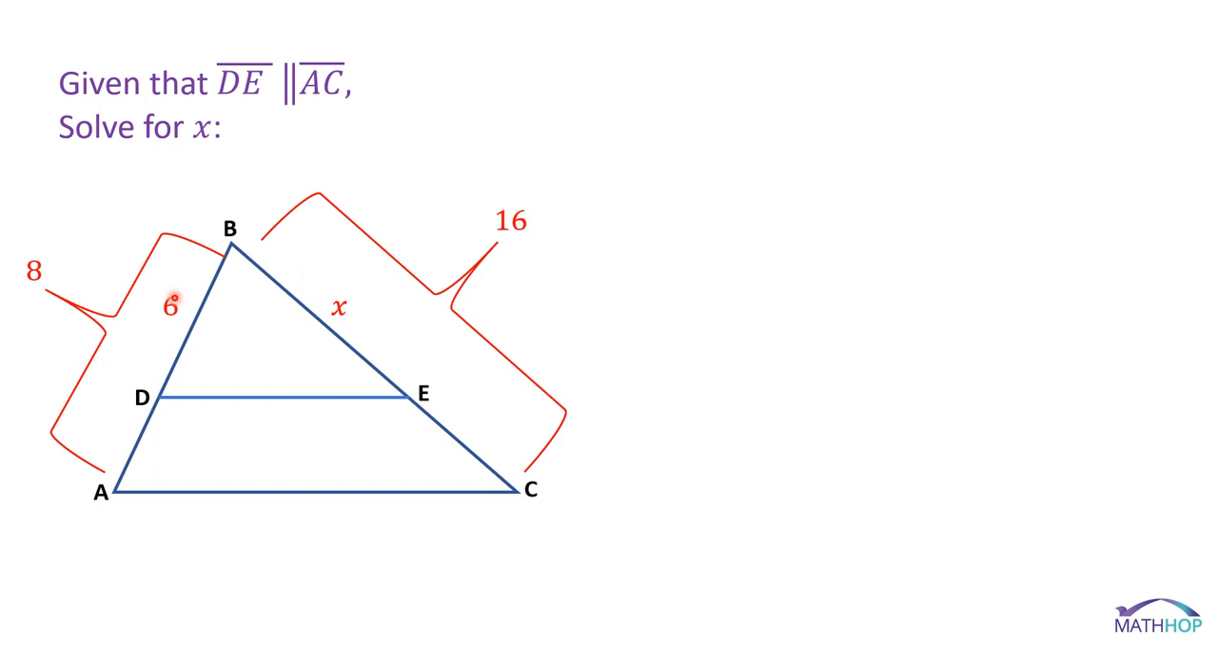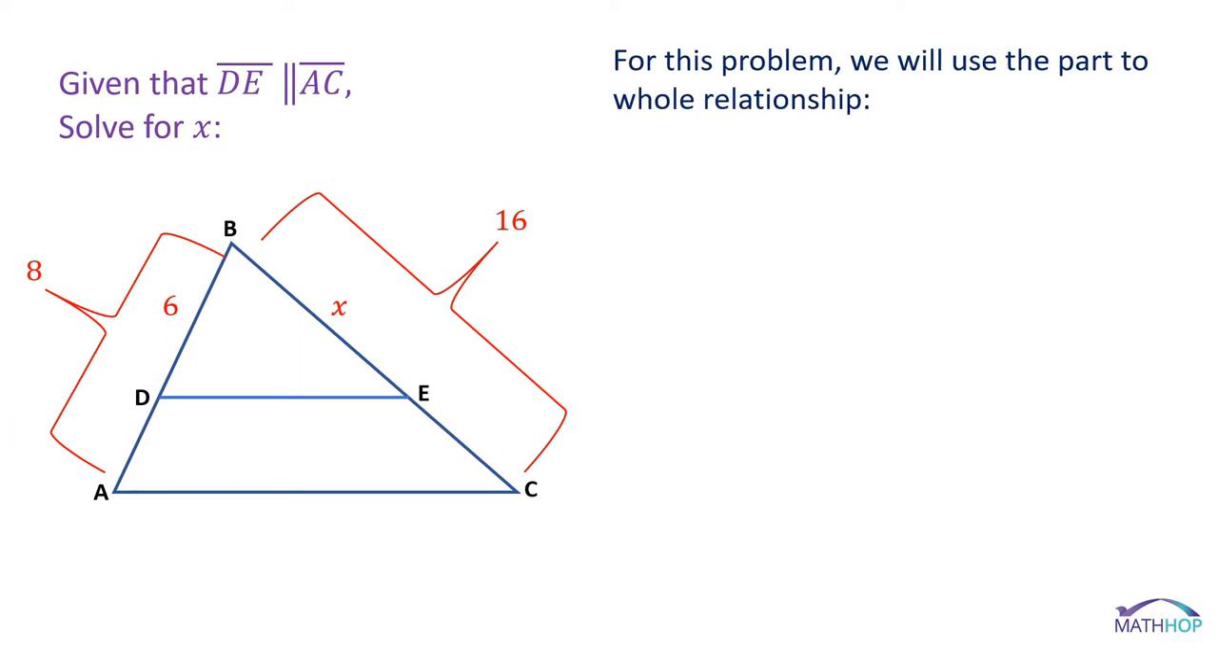Now, for this one, I am going to use part to whole. You could use part to part. You could say, well, if this whole thing is 8 and this is 6 and this is 2, but then look what happens. This whole thing is 16 and this is x. This would be 16 minus x. Nobody wants to do that. So we are going to use the part to whole relationship.